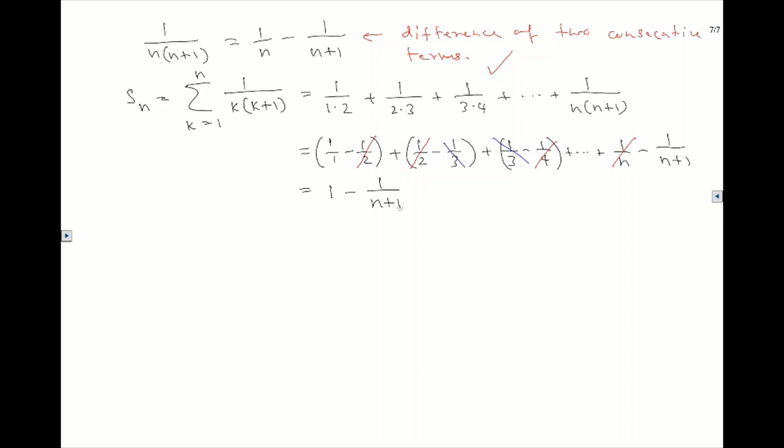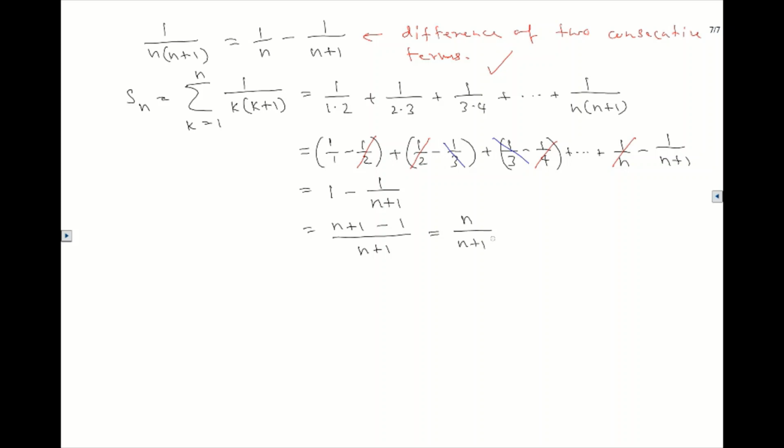Now we can actually simplify this one. We can take the common denominator. If you take the common denominator, it is n plus 1 minus 1 over n plus 1. If you simplify this, you simply end up getting n over n plus 1. So that is the partial sum, n over n plus 1.